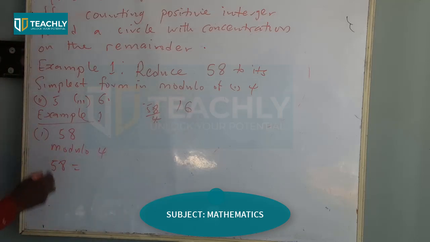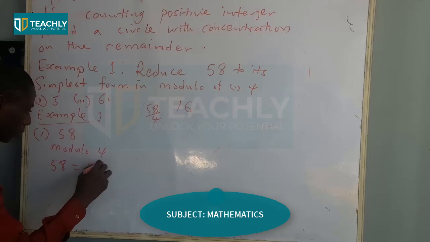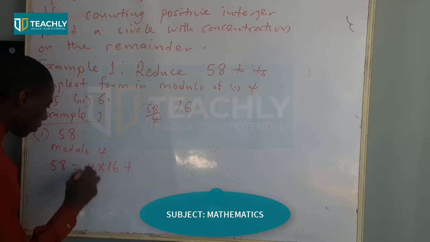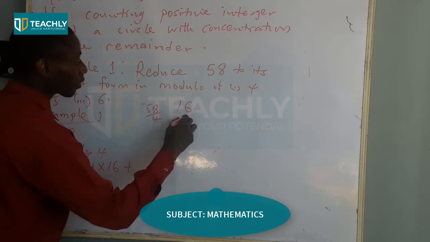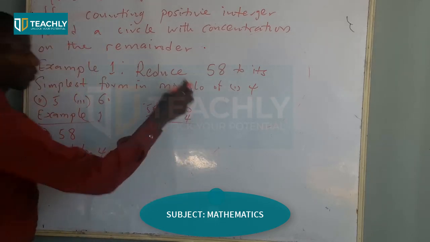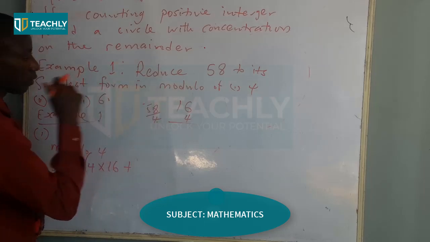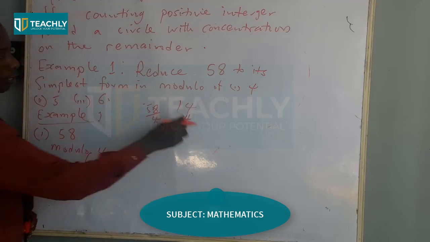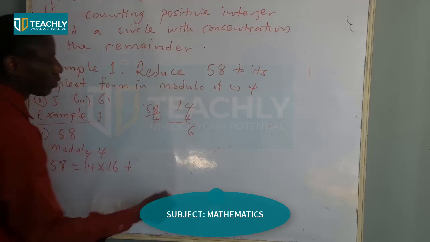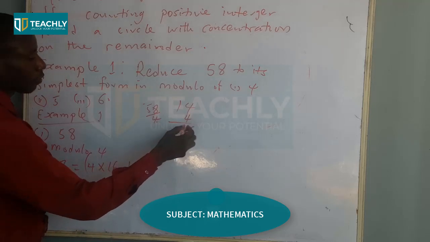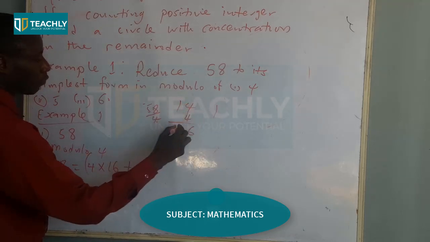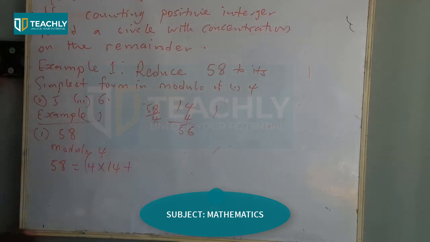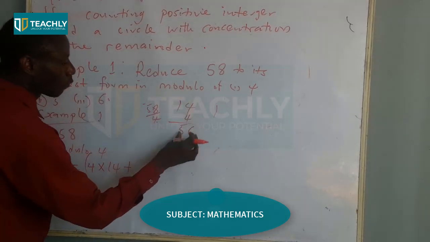So we can say 58 is 4 times 14 plus a remainder. 4 times 4 is 16, and 4 times 1 is 4, so 4 times 14 is 56.